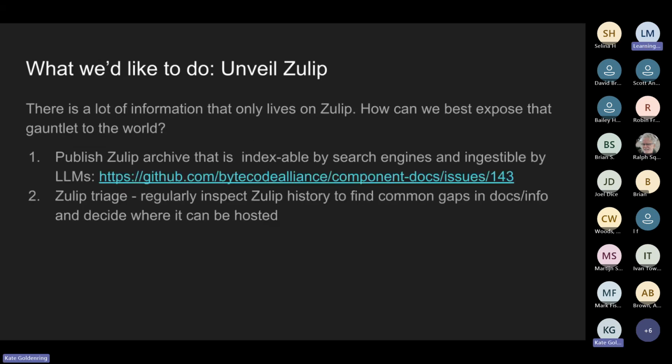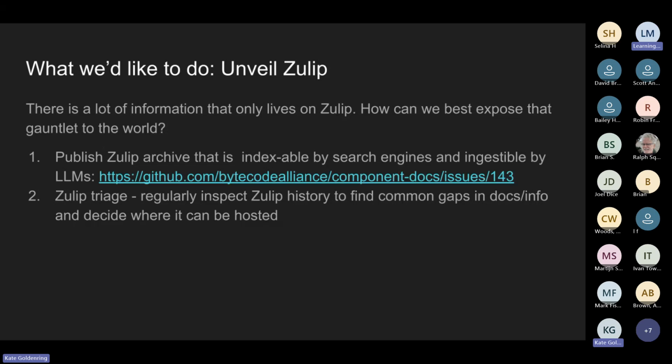This is going back to the sneak peek that I mentioned, but there's a really cool issue that someone brought up on component docs that basically said, we have all these questions that are asked in Zulip, asked over and over again, and they're also answered in Zulip by the people who understand this ecosystem very well. And how can we bring those questions and answers and make them searchable by Google and all other search engines and ingestible by LLMs?